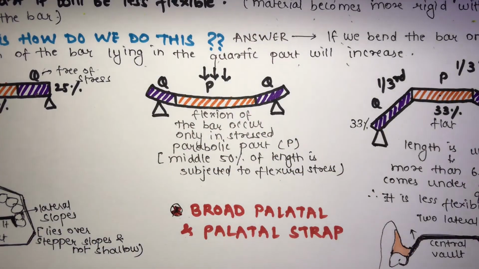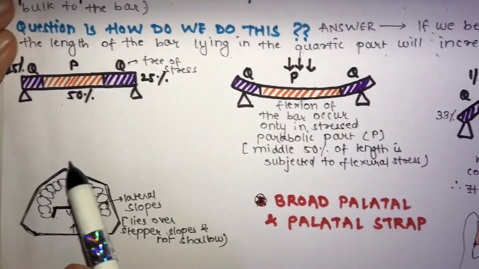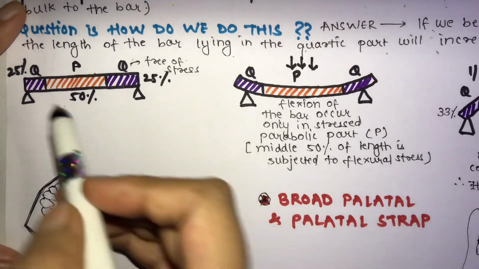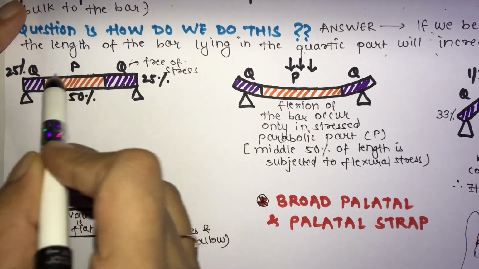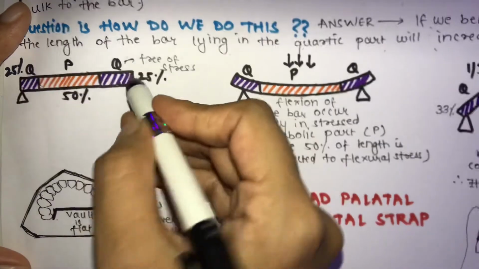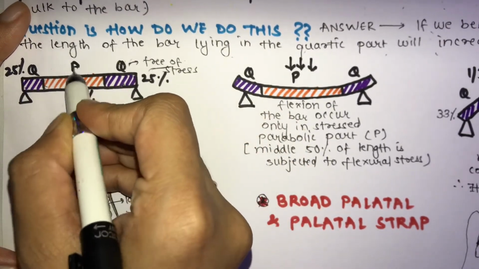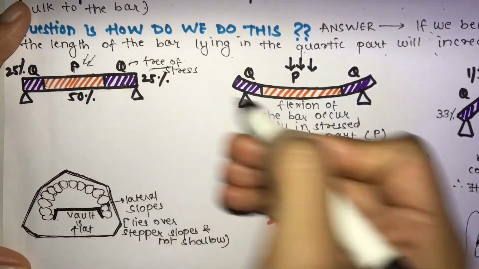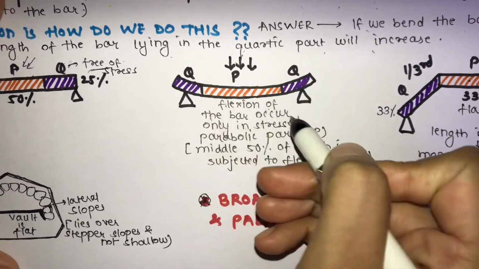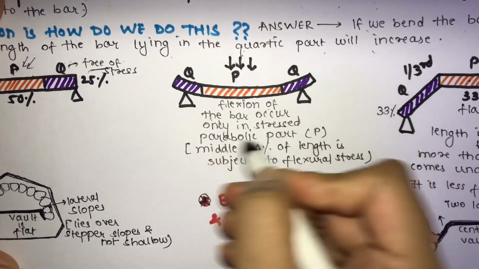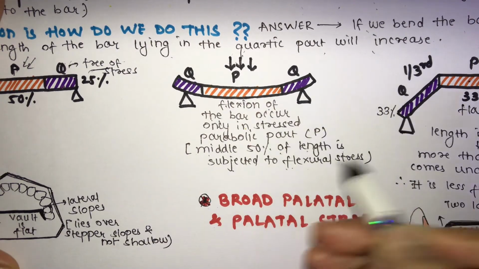Now I'm going to explain this with this diagram. This is what it looks like. This is your quartic part, which forms 25% on either side, and your parabolic part forms the 50%. This quartic part is free of stress and we want more of it, and the parabolic part is where there is maximum concentration. So when the load is applied on this bar, the flexion of the bar occurs only in the stressed parabolic part. So the middle 50% of the length is subjected to the flexural stress.